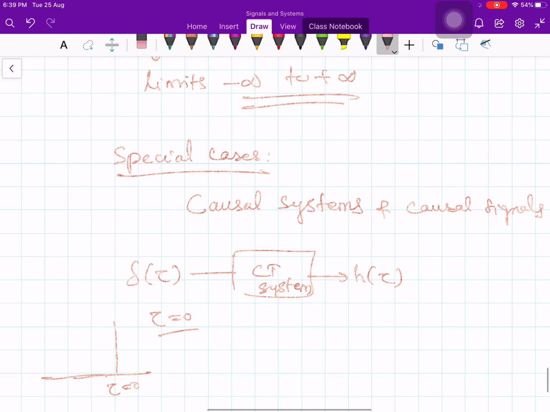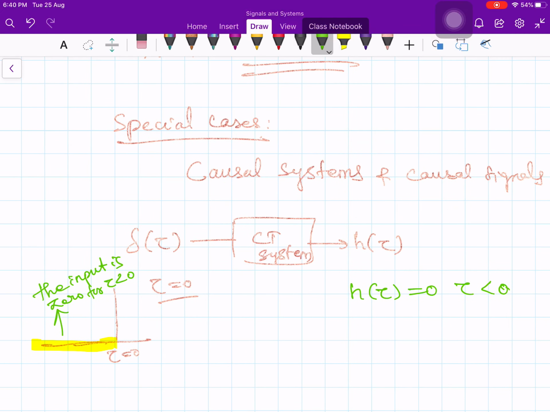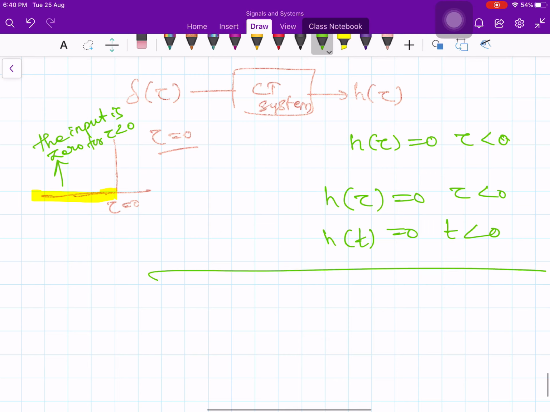The input is 0 in this region, for tau less than 0. In that case, how can you expect output? Automatically, the output h of tau is also 0 for tau less than 0. So, if the system is causal, then the impulse response must be 0 for negative values of time. Therefore, h of tau is equal to 0 for tau less than 0. Sometimes you can change the variable: h of t is equal to 0 for t less than 0. It's after all a dummy variable. Now, this is for a causal system.